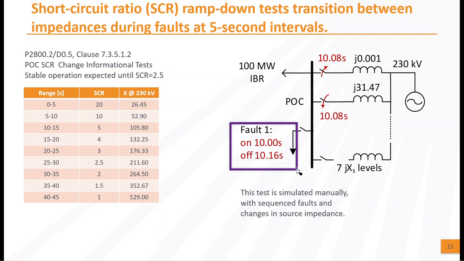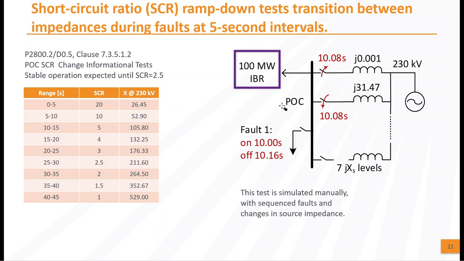So what the IBR sees, the IBR is over here, is this fault for 0.16 seconds, and so it is expected to ride through. But while the fault is on, in the middle, at 10.08 seconds, we commutate the current between the 0.001 ohm reactance. This switch is going to open at 10.08 seconds, and then this switch here is going to close at 10.08 seconds. And it commutates the grid current from the very small reactive impedance up to this larger one.